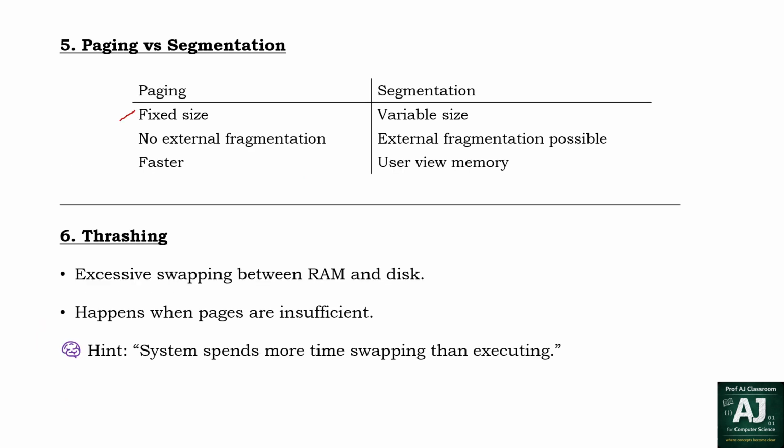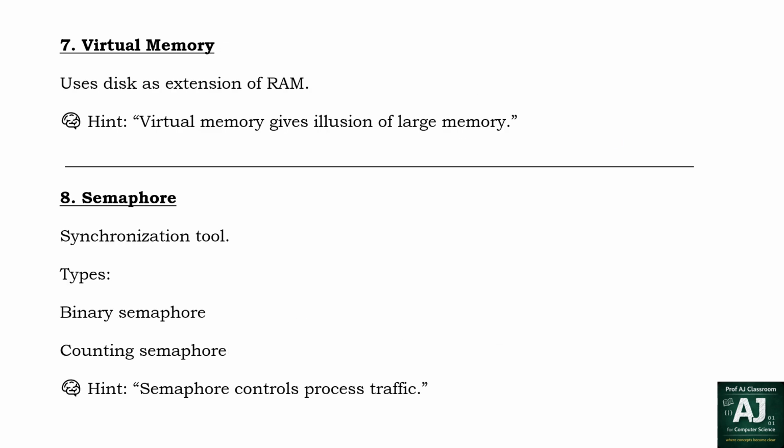Next, paging versus segmentation. Paging is fixed size, has no external fragmentation, and it is faster. Next, segmentation is variable size, external fragmentation is possible in segmentation, and it gives the user view of memory. Next topic, thrashing. Thrashing is excessive swapping between RAM and disk, which happens when pages are insufficient. Hint: the system spends more time swapping than executing. Next, virtual memory, which uses disk as an extension of RAM. Virtual memory gives the illusion of large memory.